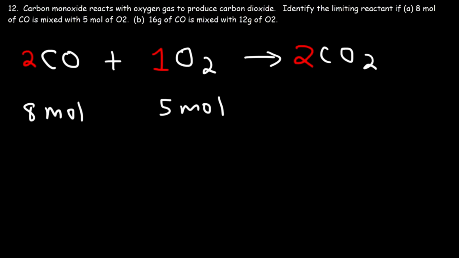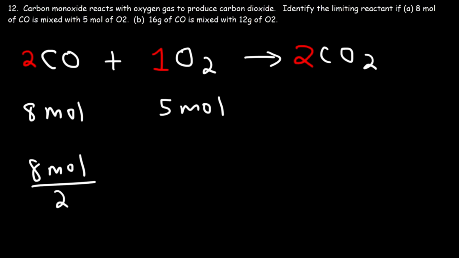Is it going to be carbon monoxide or oxygen gas? Now, you might be inclined to think that it's going to be O2 because we have less of it. And that would make sense. However, more is involved. The simplest way to identify the limiting reactant is to see which reactant has the lowest mole per coefficient ratio. So what you need to do is take the number of moles and divide it by the coefficient of the balanced reaction.